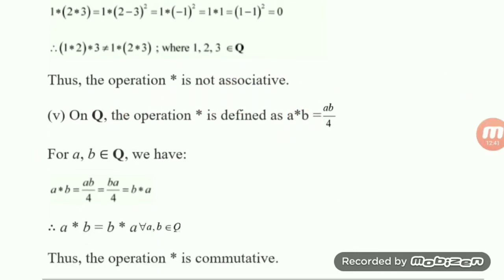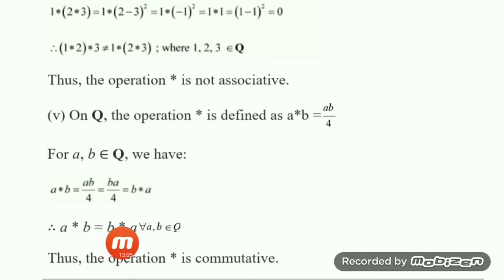Now, our next question number 5. On Q, the operation star is defined by A star B is equal to AB by 4. Then obviously this is the same, because 4 is constant and the product of rational numbers is commutative. So I have done it directly. A star B is equal to AB by 4. This can be written as BA by 4. First number is B now, second is A. So this can be written as B star A.